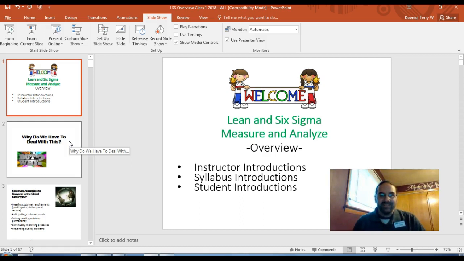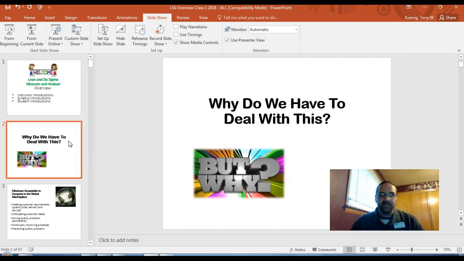All right, so Lean Six Sigma, measure and analyze. So why do we have to do this? You don't, really, I guess, but you should want to deal with it because not only will it improve your business, but it should improve your customer base by making things better and less costly. You can return some of that to your customers and hopefully gain more customers.